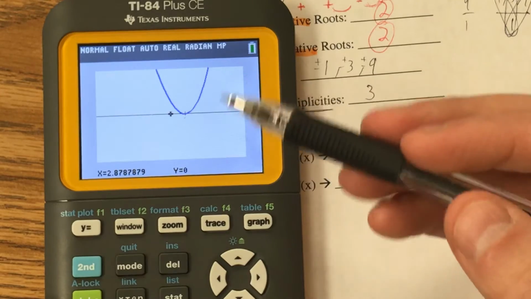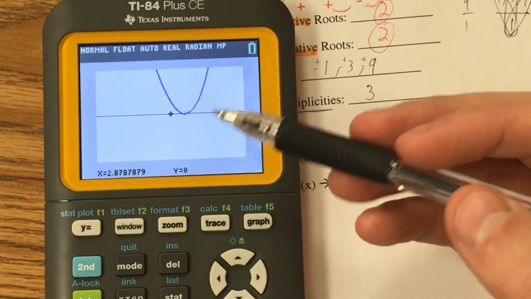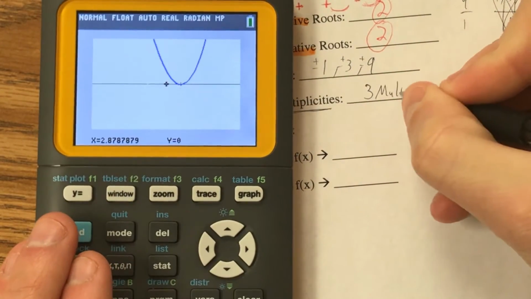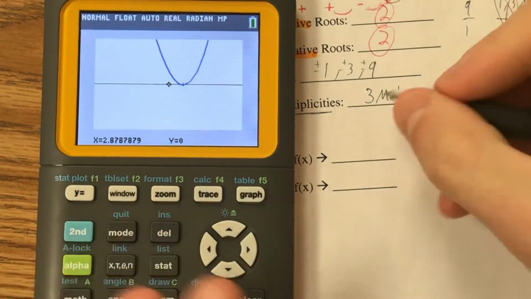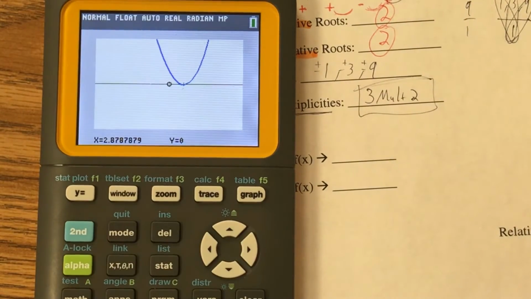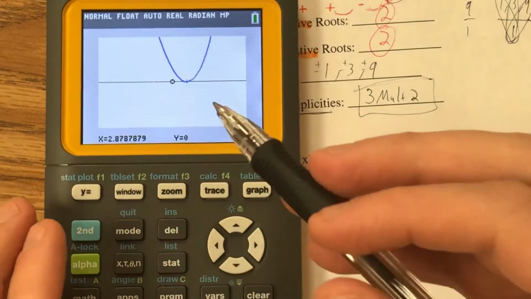That is meaning it has a multiplicity. In most cases, it's a multiplicity of 2. So I would need to write that down. So 3 has a multiplicity of 2. Like so. So it's just important to note that it has a multiplicity.